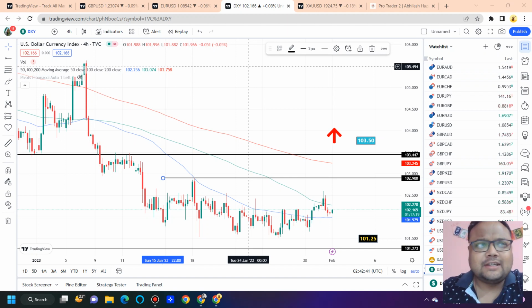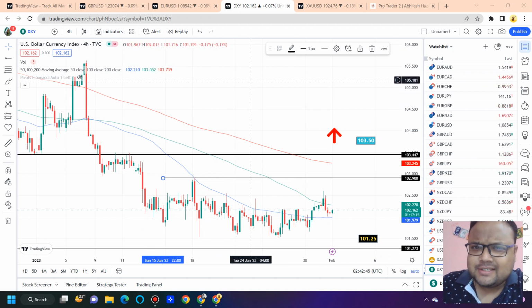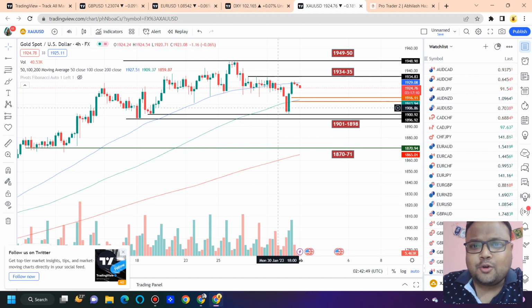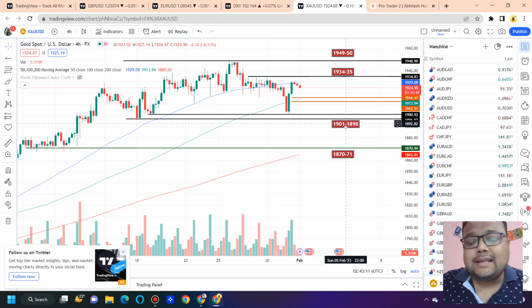So let's get started. This is a 4-hour chart of DXY. And my dear friends, yesterday we saw some good moves on the chart of gold, where gold made a low of 1901. In our previous videos, we talked about two good supports on the chart of gold, but I also clearly mentioned that we should be very careful while taking a buy position because no level on a market is permanent. We had a support around 1910 to 1911 and the next support around 1901 to 1898.